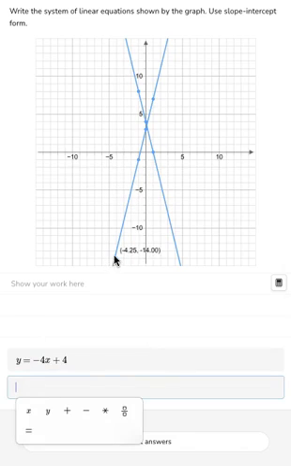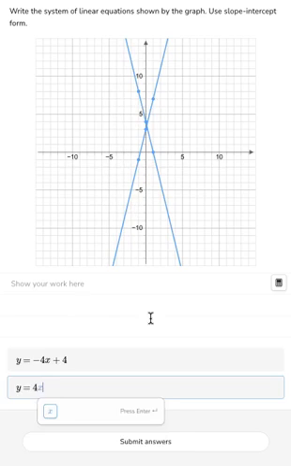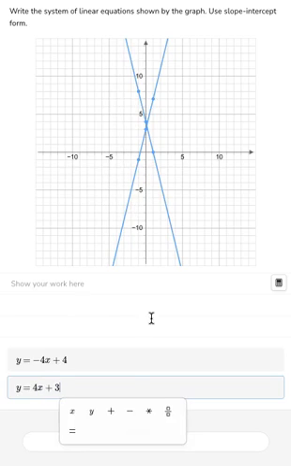For the line with the positive slope, this one has a y-intercept of 3. And sliding from that y-intercept up to the next point, we went up 1, 2, 3, 4, and over 1. So this one has a slope of +4. And we have our system of equations.